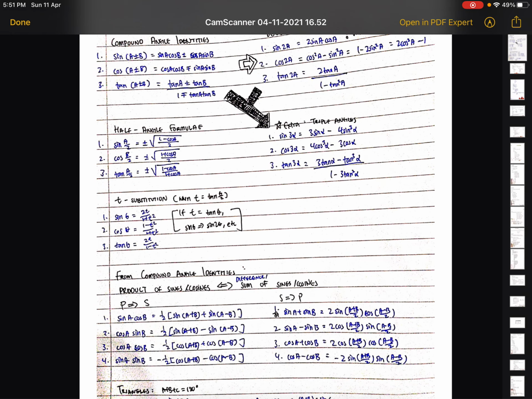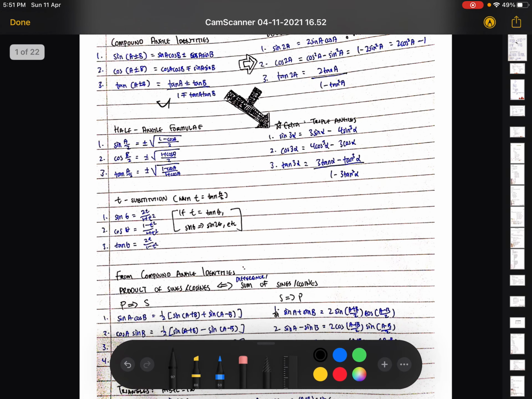Let me just connect my pen first. You will see in the compound angle identities, you could see a plus minus sign and then a minus plus sign. What that means is if one is plus, then the other is minus. So if it's cos A plus B, then it will be cos A cos B minus sin A sin B, and vice versa. So okay, now I can use the pen.